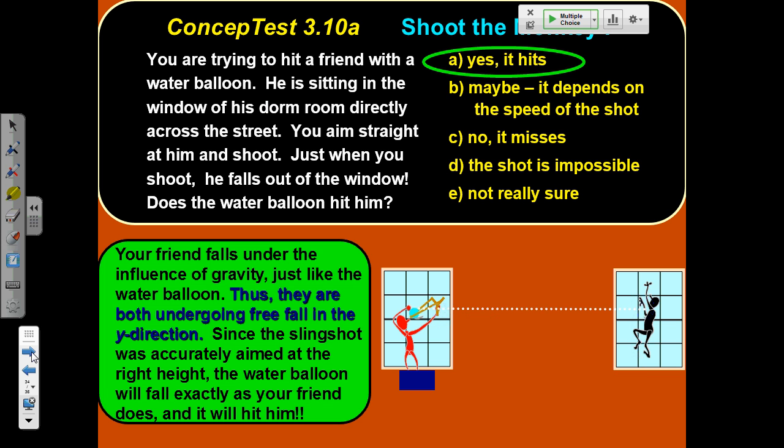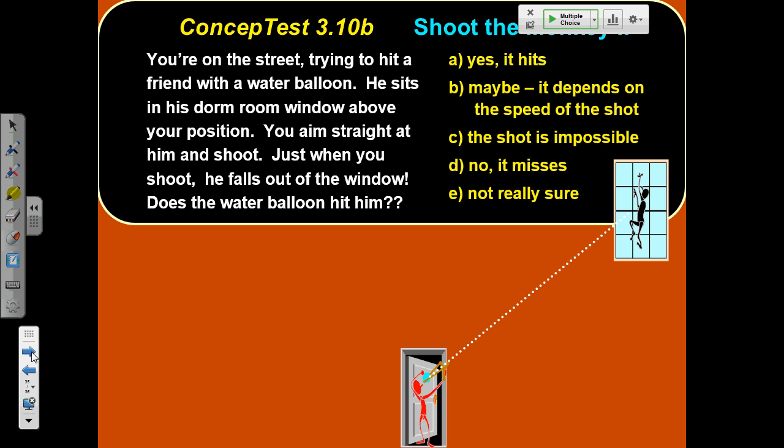This next one's similar. We're going to skip it, but it's the same idea that when I shoot the water balloon, it falls like this, and your friend will similarly fall at the same distance, or at the same rate.